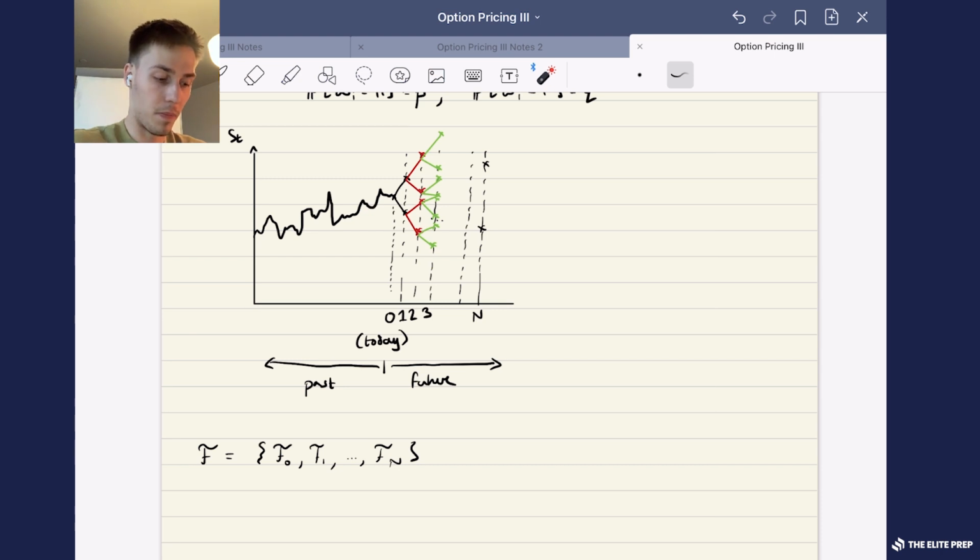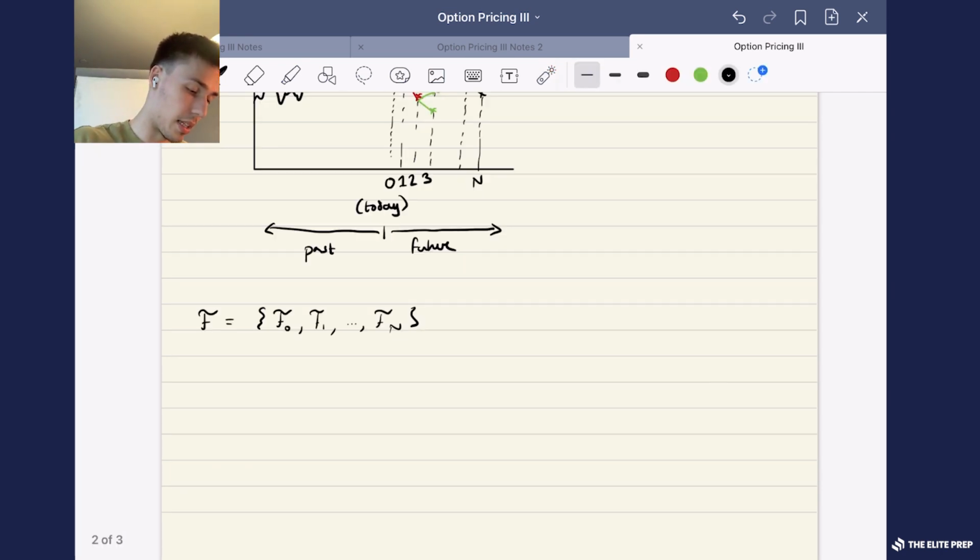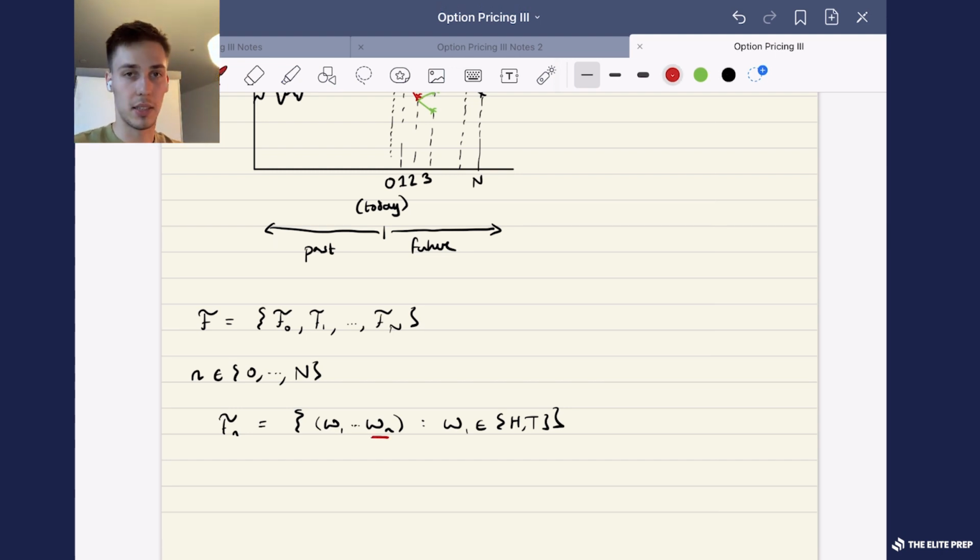So when we condition on a filtration, it's like telling us all the information up until that time. So I'll just quickly write that down. If we have n being some value between 0 and capital N, then Fn is equal to omega 1 through omega n, such that omega i is in heads or tails. So notice here now it just tells us all the throws up until time n.